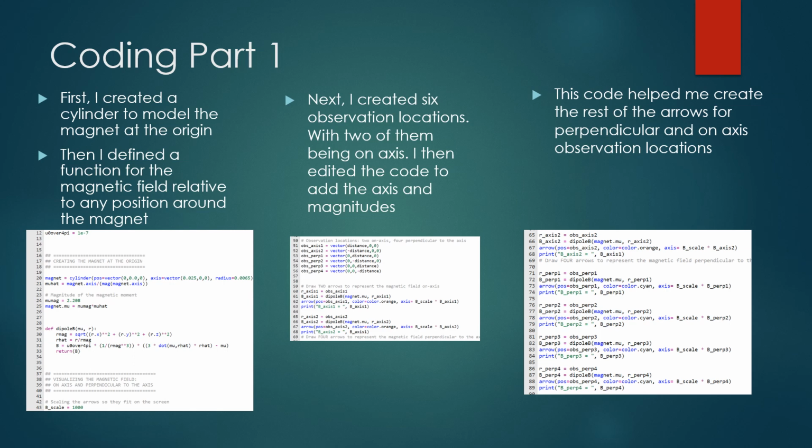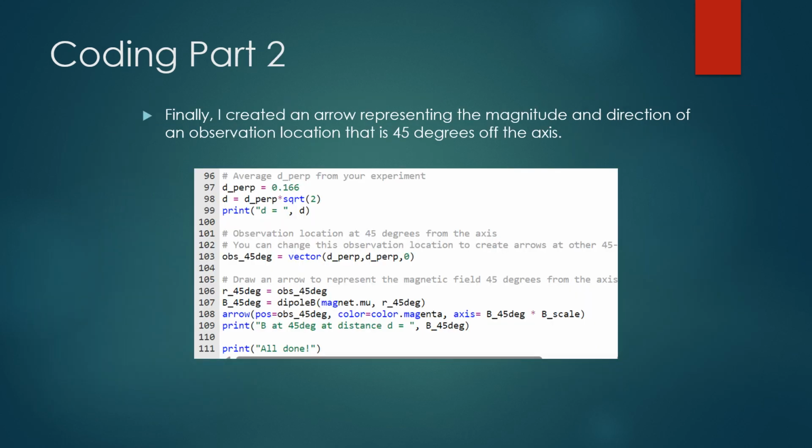I then edited the code to add the axis and magnitudes. Finally, the code on the right helped me create the rest of the arrows for perpendicular and on-axis observation locations, making sure that the magnitudes and the directions of the arrows were accurate. Lastly, I created an arrow representing the magnitude and direction at the observation location that is 45 degrees off the axis.